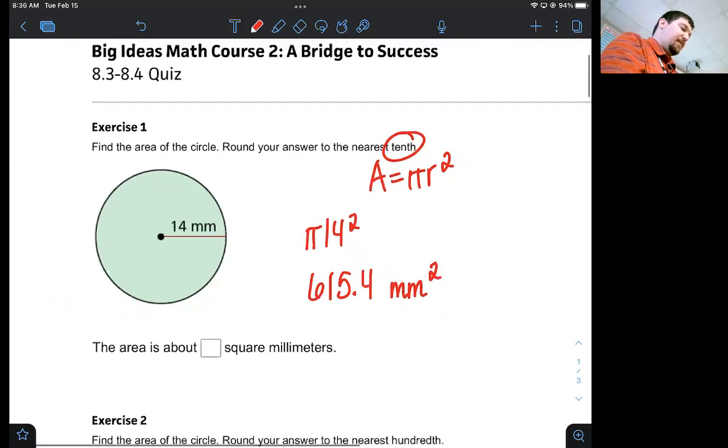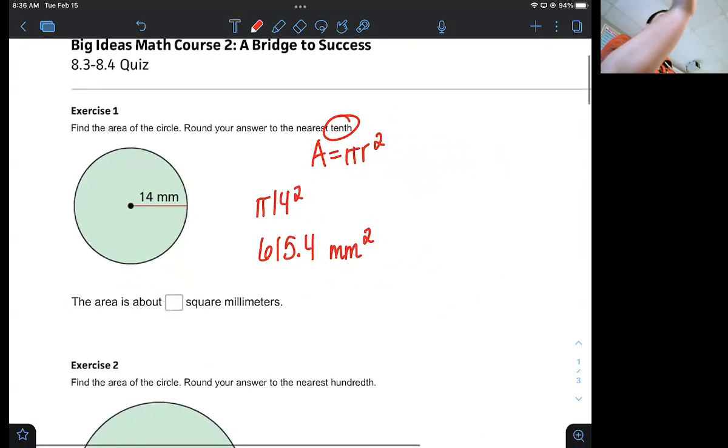And again, using the pi button is perfectly fine. Now, the reason there was more of a difference between the 3.14 and the pi button, the bigger the number you times to pi, the bigger the difference there is between using 3.14 or the pi button. But both those answers are acceptable.